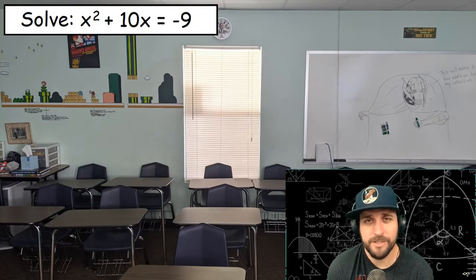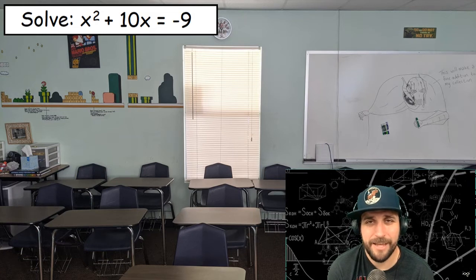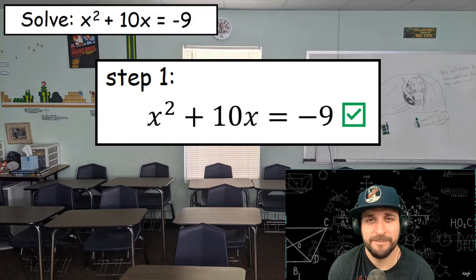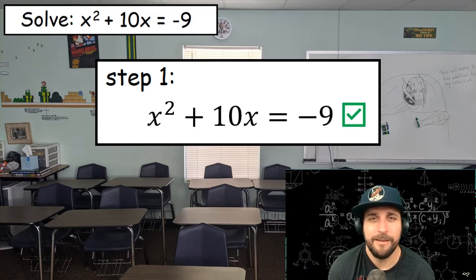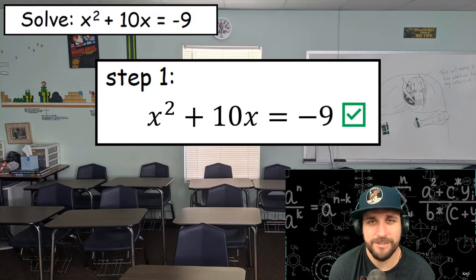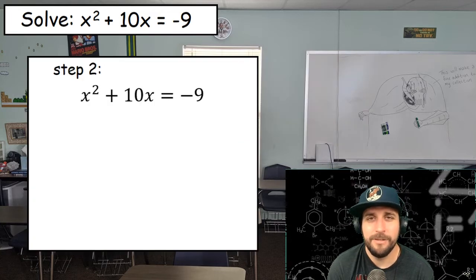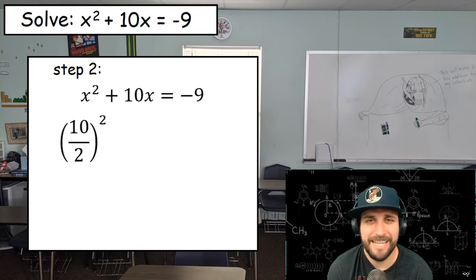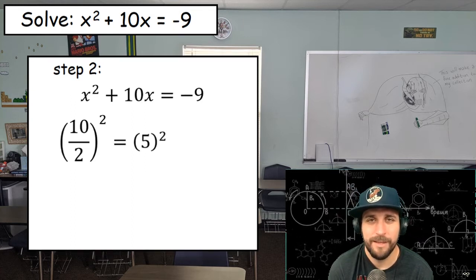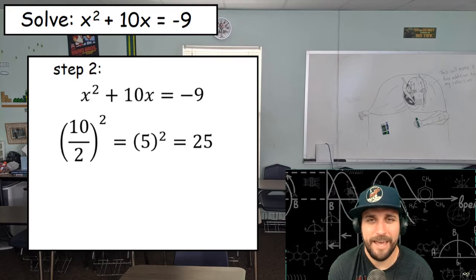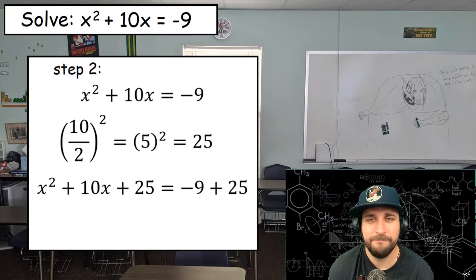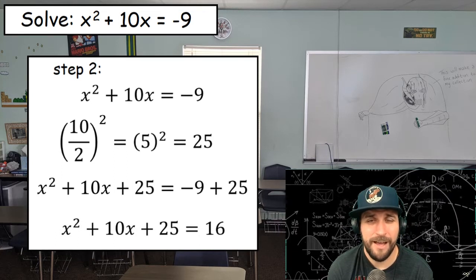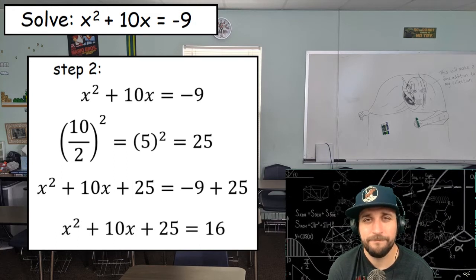On C, x squared plus 10x equals negative 9. Step 1, check. It's written the right way. X values on the left, numbers on the right. Nothing multiplying x squared, so we're good on step 1. Step 2, I want to turn it into a perfect square trinomial. So I take my b, 10, divided by 2 and square it. And I get 25, so I want to add 25 to both sides of my equal sign. So my problem turns into x squared plus 10x plus 25 equals 16.